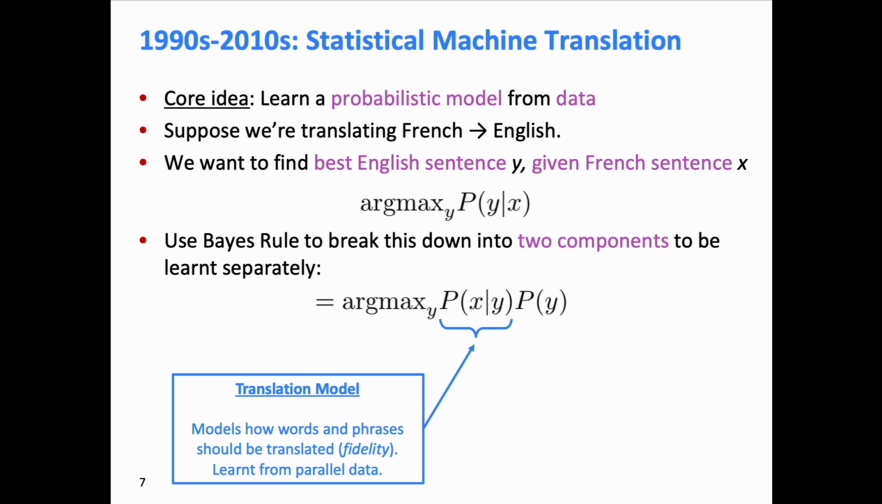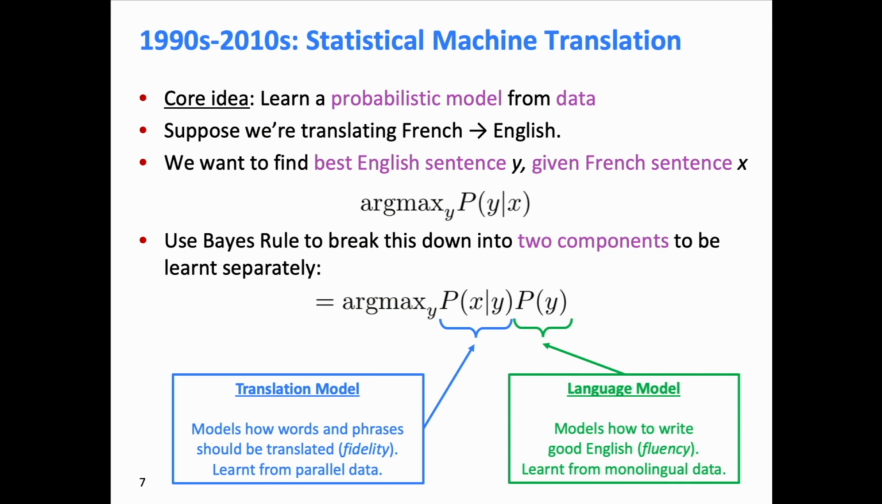The second component, P of Y, this is just a language model. We learned about this last week. A language model is a system that can predict the next word, but it can also be thought of as a system that tells you the probability of a sequence of words. So here, if we're translating from French to English, P of Y is an English language model.